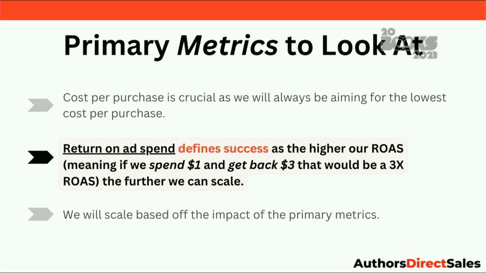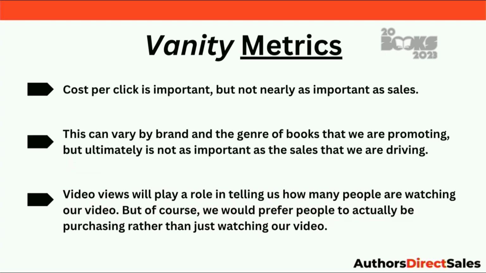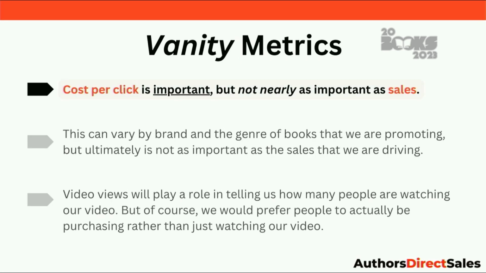I'd rather spend $1,000 at a 1.8x ROAS than $100 at a 3x ROAS. That makes sense. You're getting a lot more profit at the end, a lot more customers, and so that's why I like cost per purchase more than return on ad spend. And we're actually going to scale based off of these primary metrics. That's all that we care about. If cost per purchase is great, we're going to keep scaling. Now for vanity metrics, cost per click is important because if your cost per click is like $4 or $5, there's probably something going on with your ad. It's probably just not grabbing the right attention. It's not getting people to click, so that's where you want to take a look at it, but it's not as important as sales.